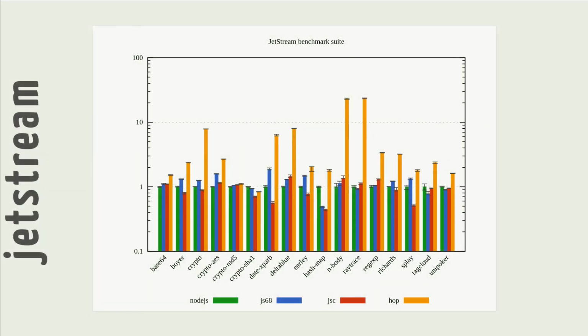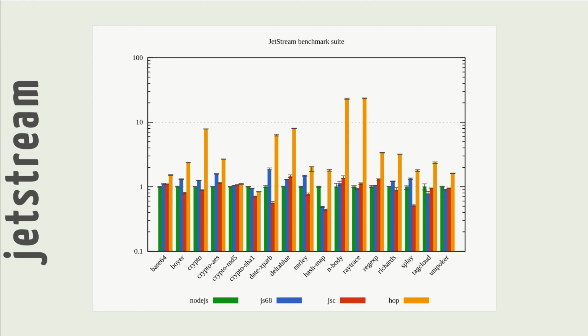JetStream used to be a popular JavaScript benchmark suite. We have compared the performance of hop.js with the performance of node.js, that relied on V8, with the performance of SpiderMonkey, named JS68, used in Firefox, and with the performance of JavaScript Core, named JSC, used in Safari. The first observation is that hop.js is about 1 order of magnitude slower than all of the other systems for all floating-point intensive programs such as Crypto, NBody, or Raytrace.